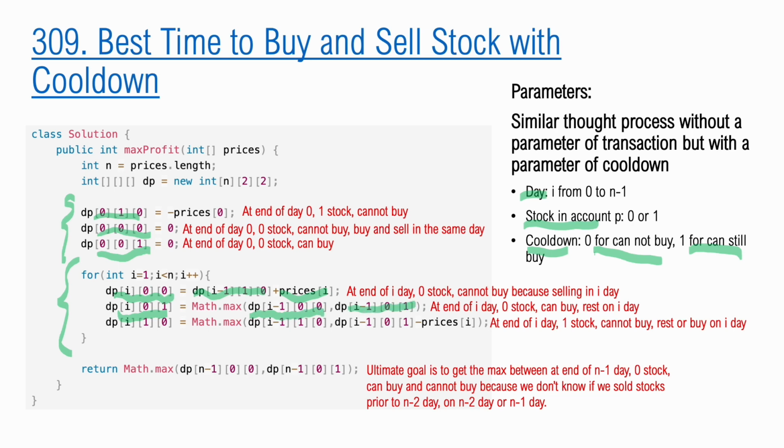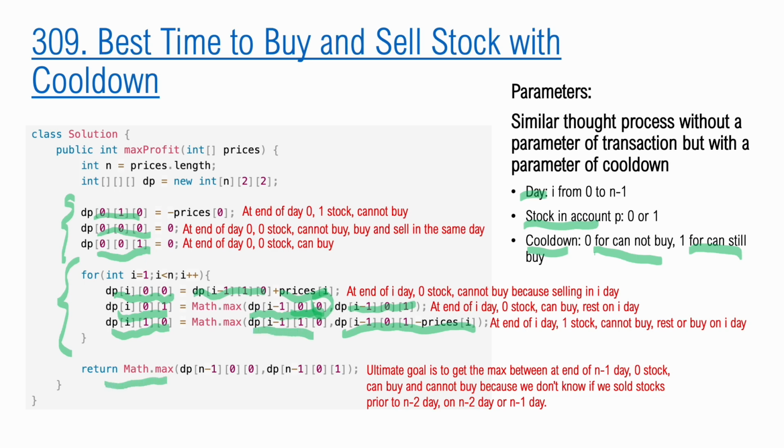So if it's [0][0] after the rest, the last parameter will become 1 again. So you can buy again. And for DP[i][1][0], it means that at the end of the ith day, you have the stock, and then it either came from buying the stock today or rested today.